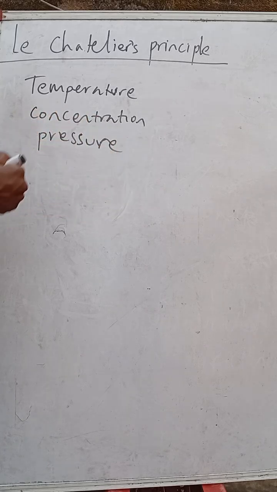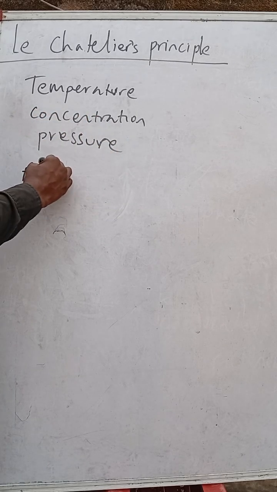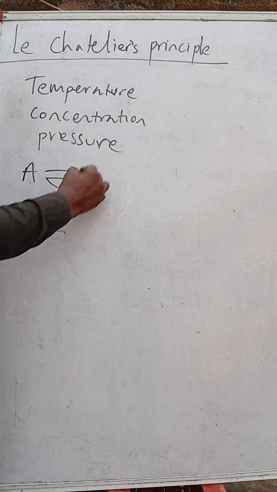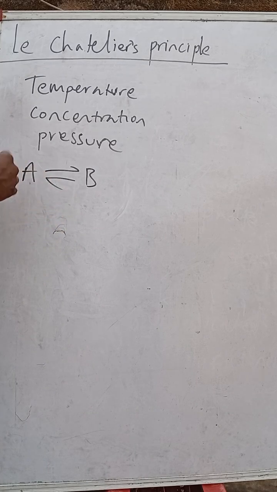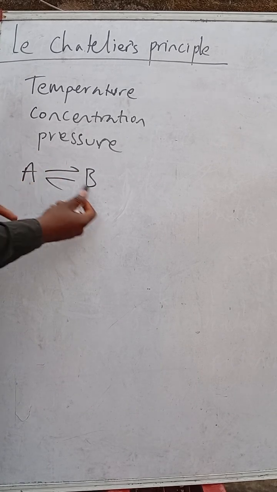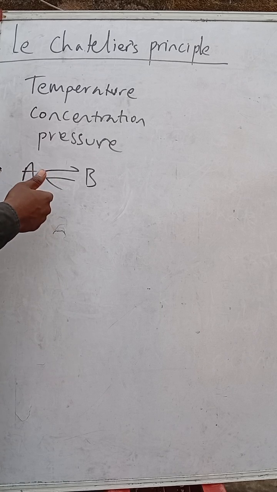So for instance, what do I mean? I say I have A to give B, and at the same time B gives A. So at a point, equilibrium will be established.